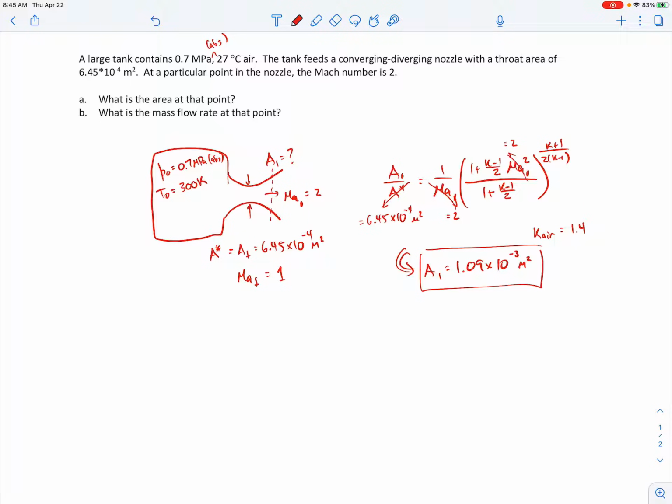We're also asked to find the mass flow rate at that point. So there are two ways we can do this. One is to use the choked flow mass flow rate. Since we know the Mach number is 1 at the throat and it goes supersonic, we know that the flow through this converging diverging nozzle is choked. So we can use the choked flow mass flow rate. Let me write this one out. This is kind of a long relation.